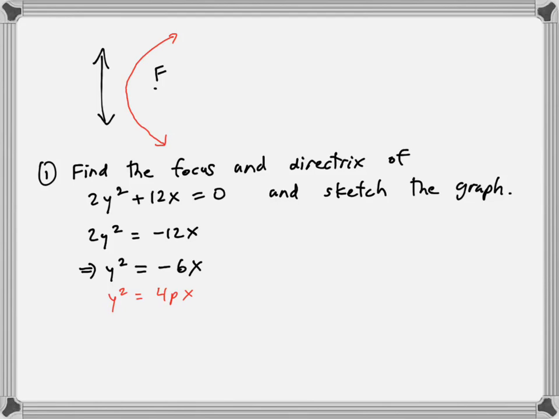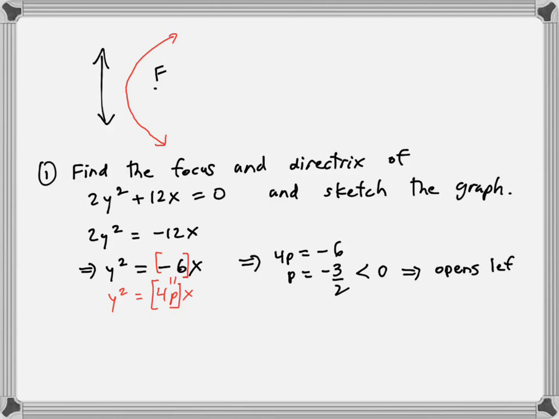Okay, what does this mean? This means that 4p is equal to negative 6, or p is equal to negative 3 over 2, which, by the way, is a negative. What does that tell us? Either this opens left or it opens down, depending on which variable was squared. And because the y was squared, this means that it opens left. Okay, we know it opens left.